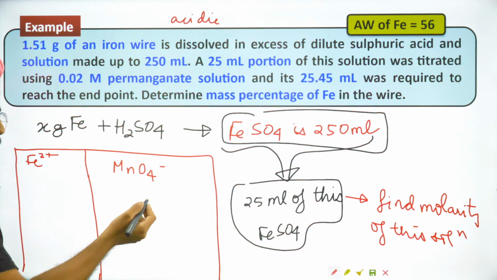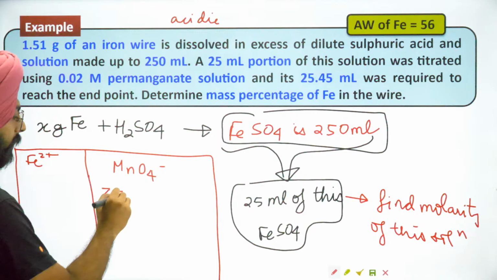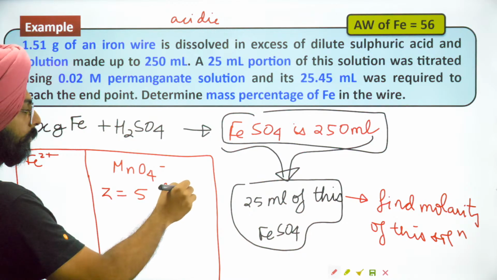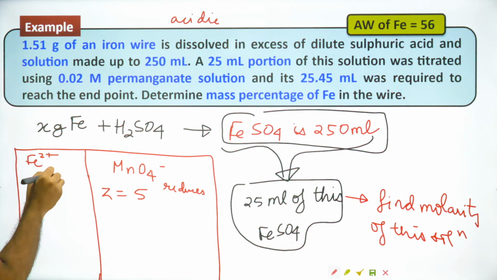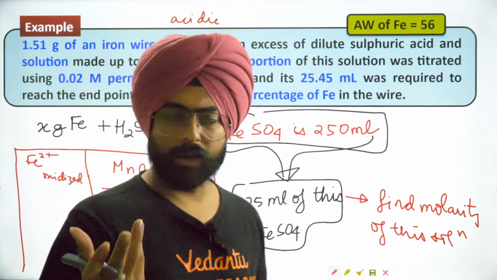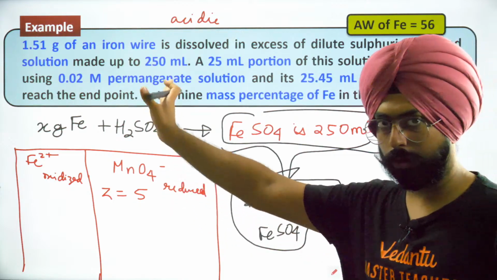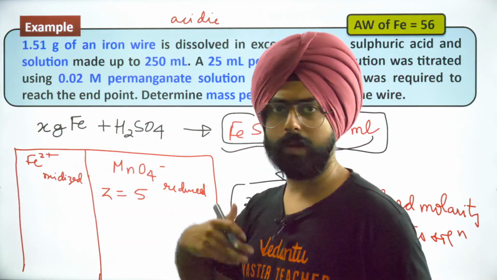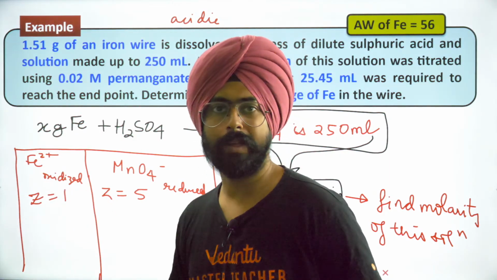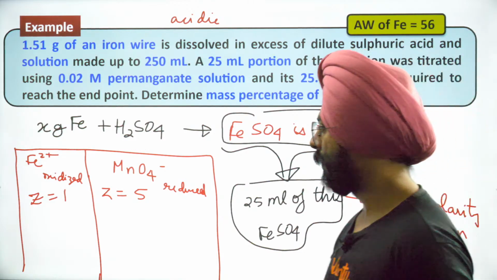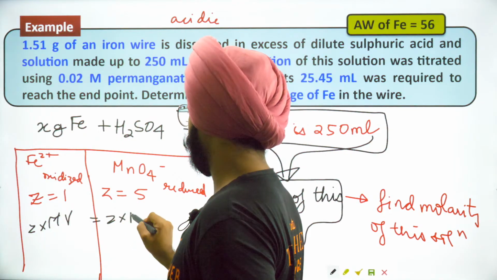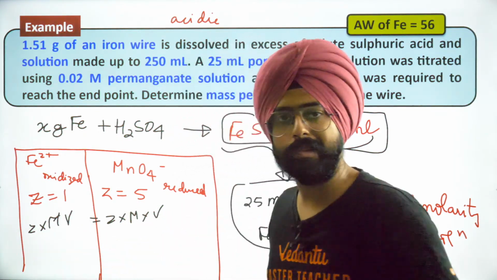So KMnO4, as I've told you in acidic cases, valency factor is equal to 5. This will be reducing. So this guy gets oxidized. MnO4 negative gets reduced to go to Mn2 positive, as I showed you in the previous question. Iron will get oxidized to Fe3 positive. Valency factor will be equal to 1. Now you just have to write Z into M into V is equal to Z into M into V. Both sides, write it, you get the answer.